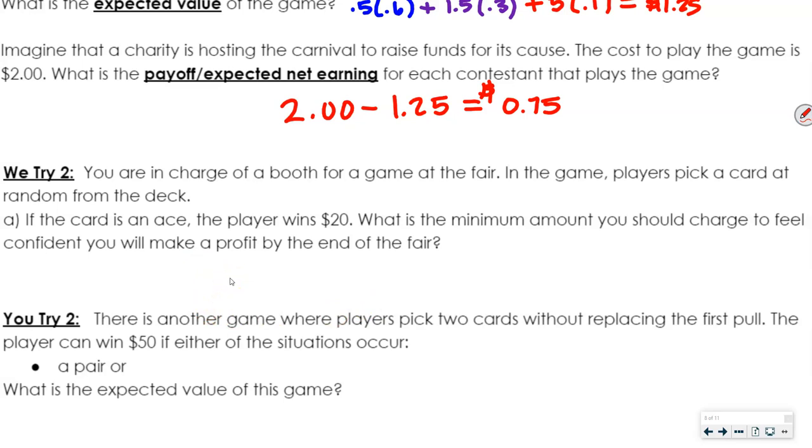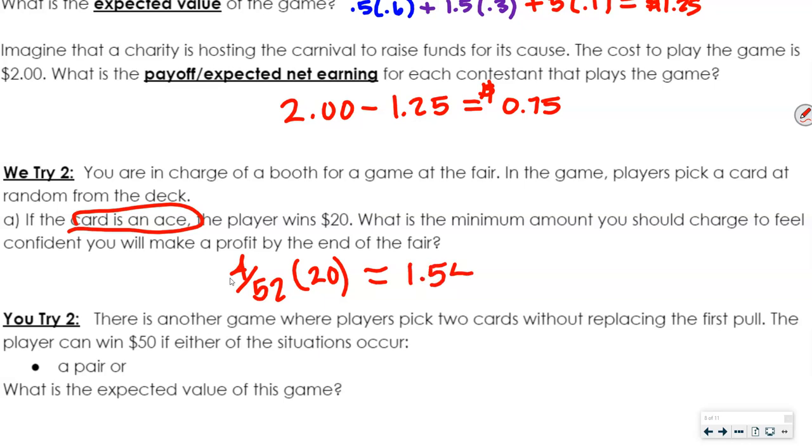Okay, so when we look at a question like this, what we're going to do is we're going to, again, find the outcome, right? So what is the probability that a card's an ace in a deck? So there are 4 aces in the deck, so that's 4 over 52, right? And if we are going to pay $20, we want to multiply that times 20. So 4 over 52 times 20. And when we do that, that is $1.54.